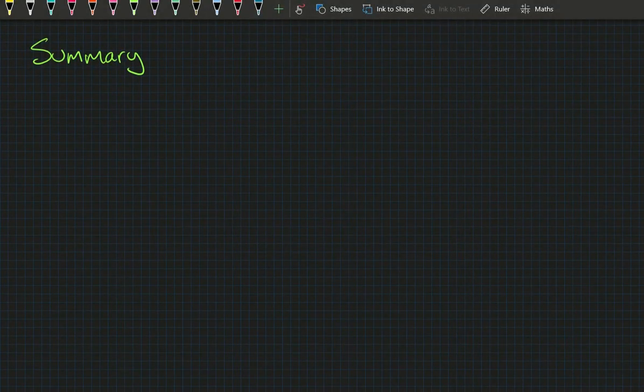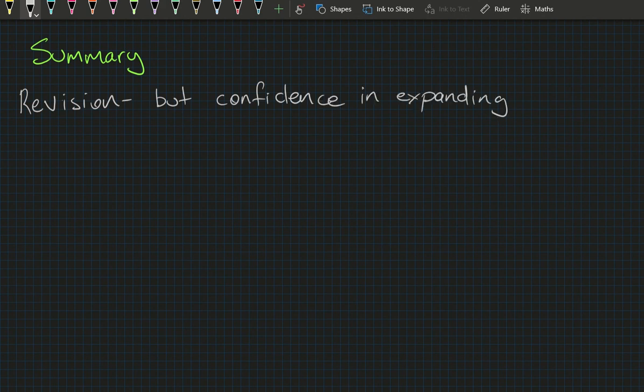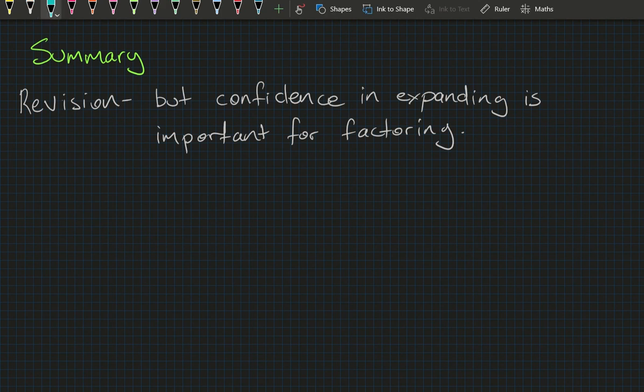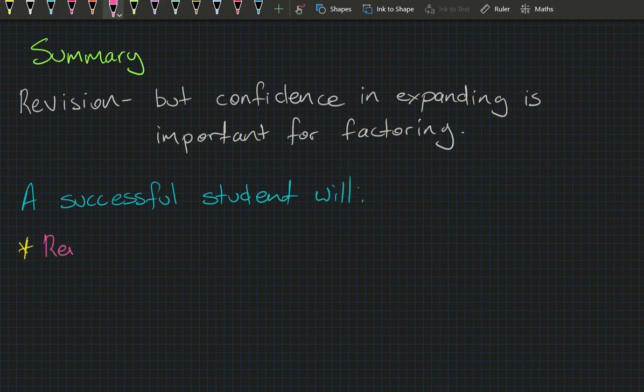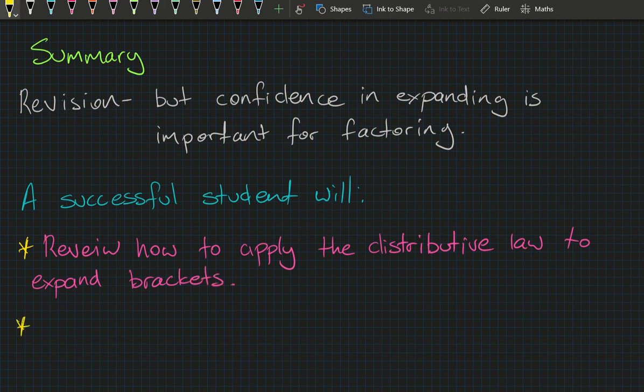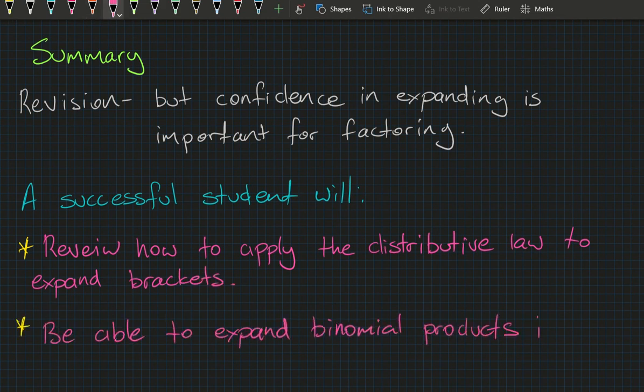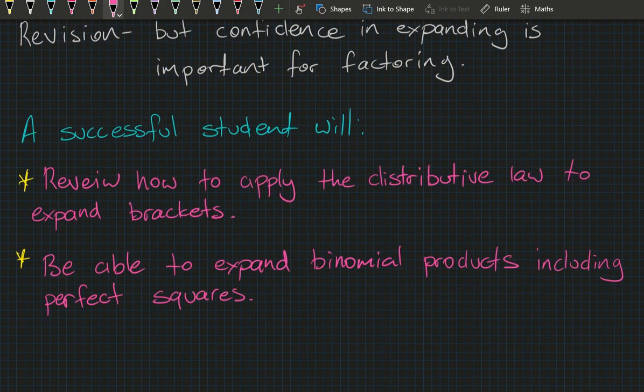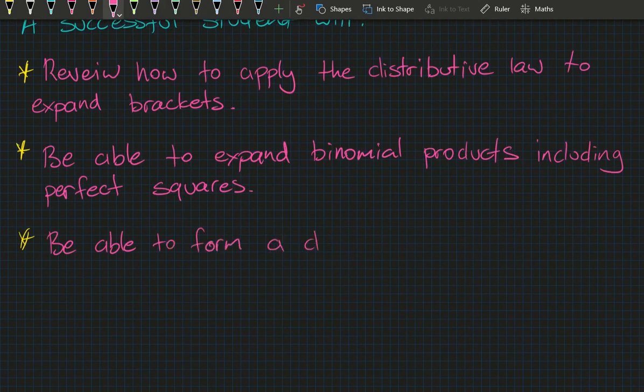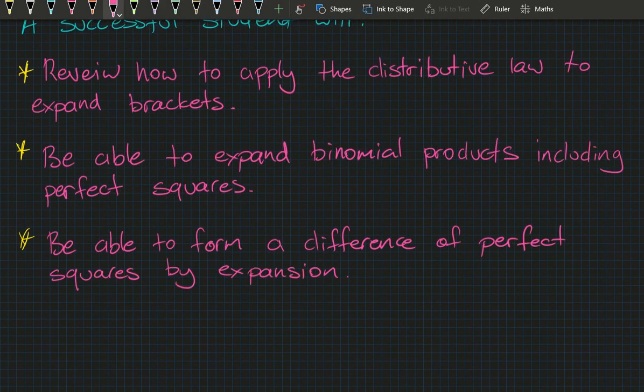I realise that this lesson will be very easy revision for most of you, but being confident with expanding is really important for factoring, which is going to be the big challenge of this unit. So coming out of this lesson, a successful student will review how to apply the distributive law to expand brackets, be able to expand binomial products, including perfect squares, and finally, be able to form a difference of perfect squares by expansion.